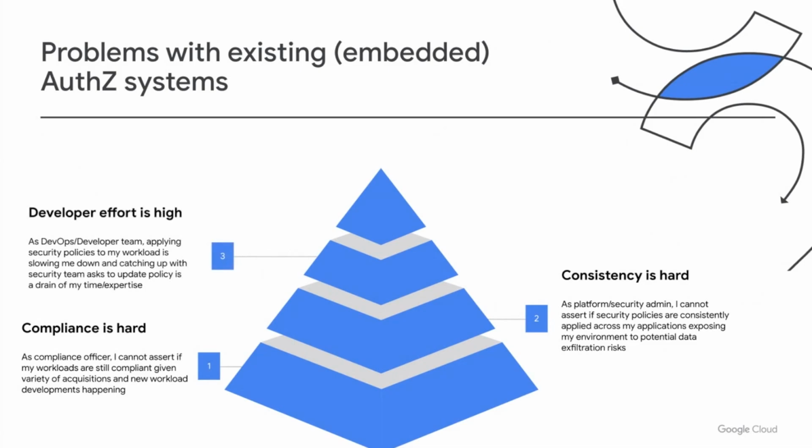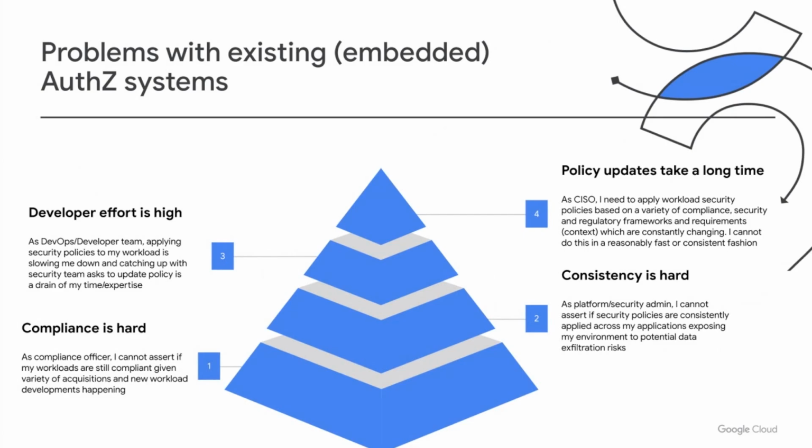The third is the developer effort is high. What that means is that as a developer, you need to also ramp up on the security side and be able to embed this authorization policy into your application. That means less time spent on developing the core business logic and more time spent on building this policy into your system. And lastly, policy updates take a long time. As a CISO, as you're exposed to new regulatory requirements, you need to be able to update your policies based on that. And because every application has its own policy, it's going to take much longer to do so.